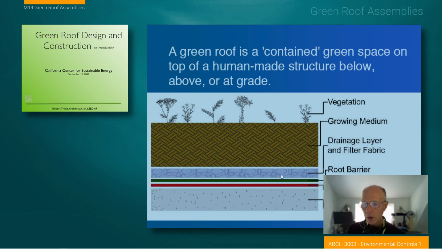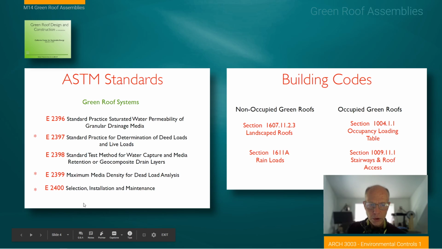We have a drainage layer and filter fabric. Sometimes we have a root barrier, maybe always we have a root barrier to prevent vegetation from damaging the waterproof membrane of the roof, and then the structural deck. Luckily, we're guided by codes, so we have guides to making sure we create safe and high-performing systems.